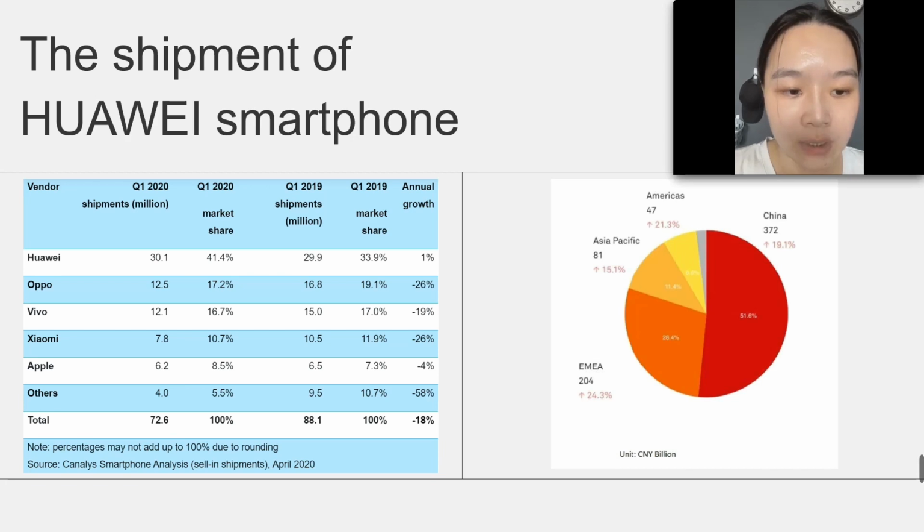With this strength, Huawei can suppress its rivals in the electronic market, and its smartphone represents a large market share in China. According to the research, the annual growth of Huawei smartphone shipments in the Chinese market rises 1%, which accounts for the highest in total. However, the revenue of Huawei smartphones relies heavily on the Chinese market.